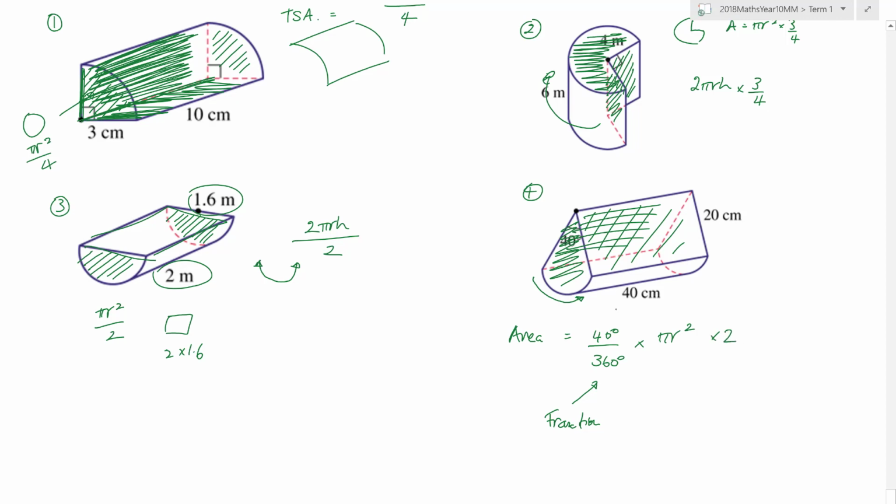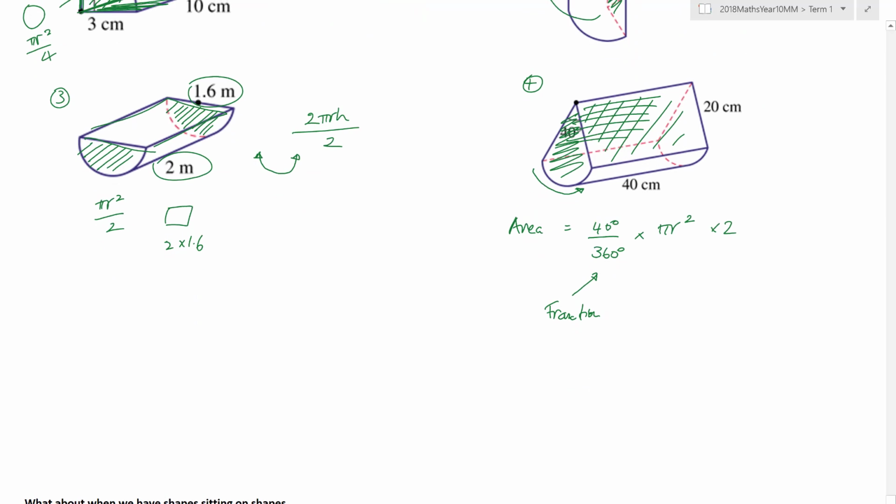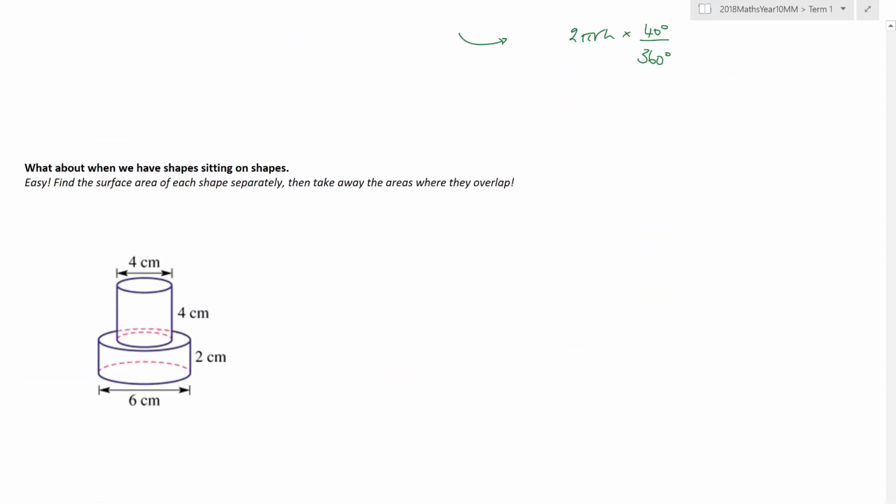The bottom bit, right? Again, we've just got a sector. So that bottom section of the cylinder is 2 pi RH. That gives me all the way around the outside of a cylinder. I would then want to multiply that by how much of the circle I've got, which is 40 degrees out of 360 degrees. And adding all those together will give me the total surface area.